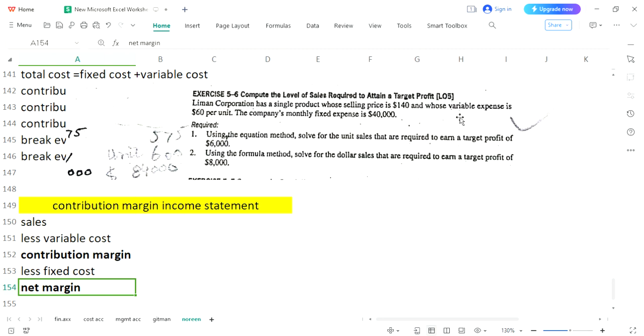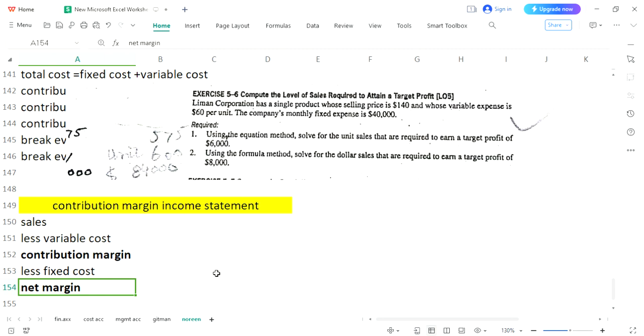One product means, let's say, they are making fans only, or chairs only, or tables only. No other product is manufactured in that organization. So there is only a single product. Selling price is 140 for one single unit. Look here, per unit is written, and the variable expense is 60 per unit. The company's monthly fixed expense is 40,000.